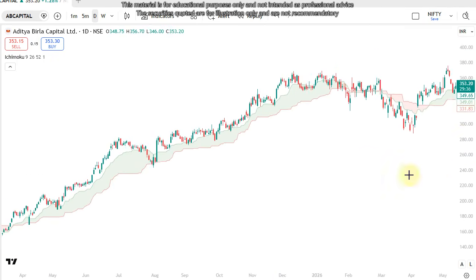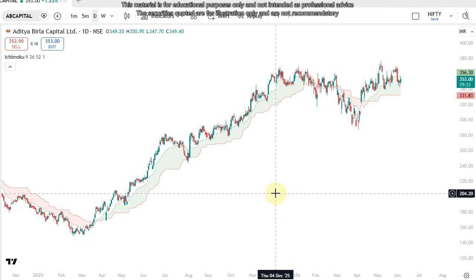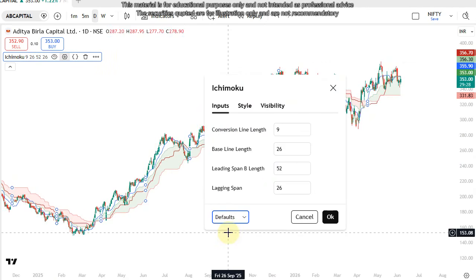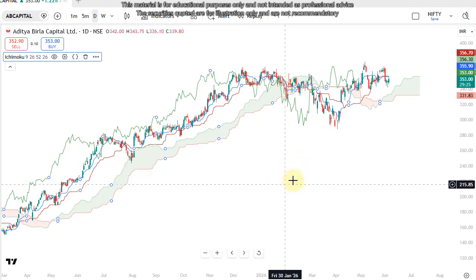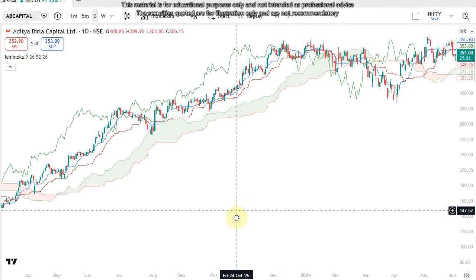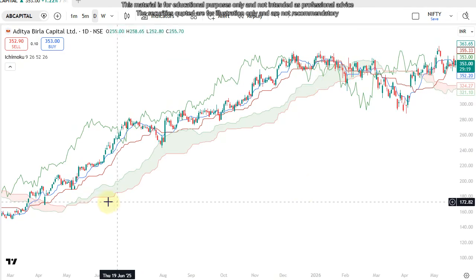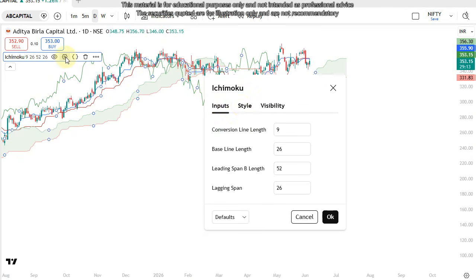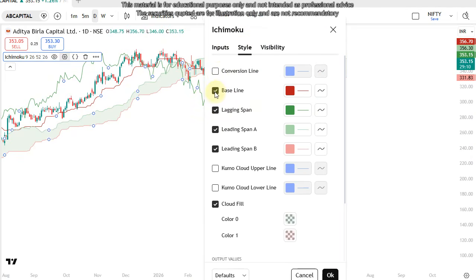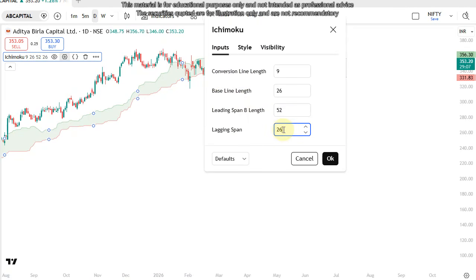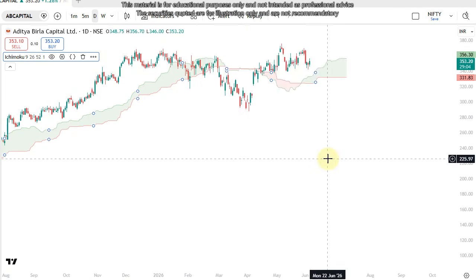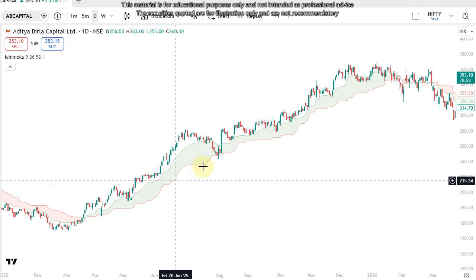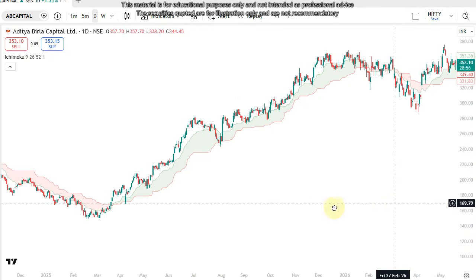I am explaining it once again. There is no need to get confused by the Ichimoku default settings, because they are hiding something from us. See the clarity. Here we don't have an exact bottom. We don't know what to do in this moment and in this moment. But in our setup, we know clearly what to do. Go to style, switch off these three, come to inputs, turn this into 1, click OK, see the clarity. What is the trend? What is the exact bottom? You can clearly identify it and then take the entry.